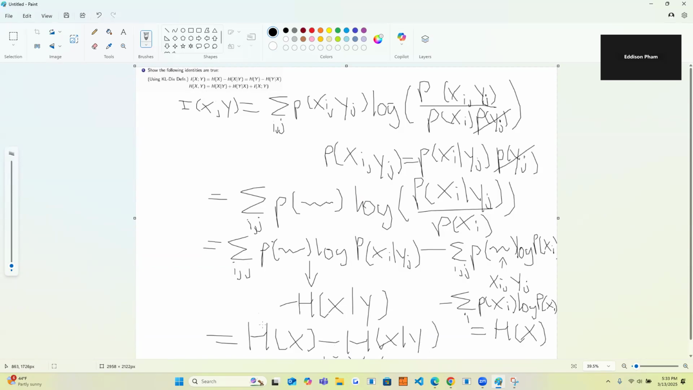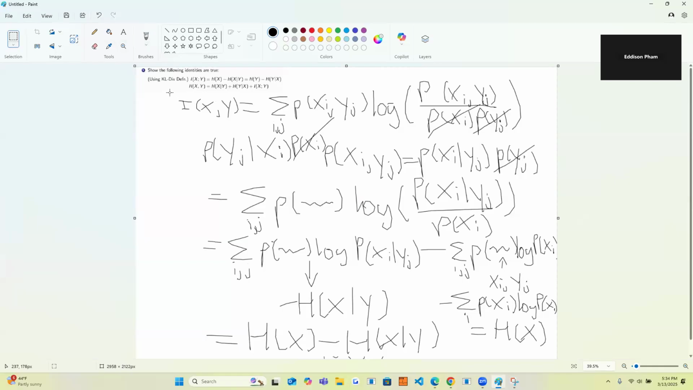So how do we change it so that this is H of Y minus H of Y given X? Simply, instead of conditioning xi on yj, we condition yj on xi, with P of xi, and then this term would cancel out with that. So that's literally how you would do the other direction.